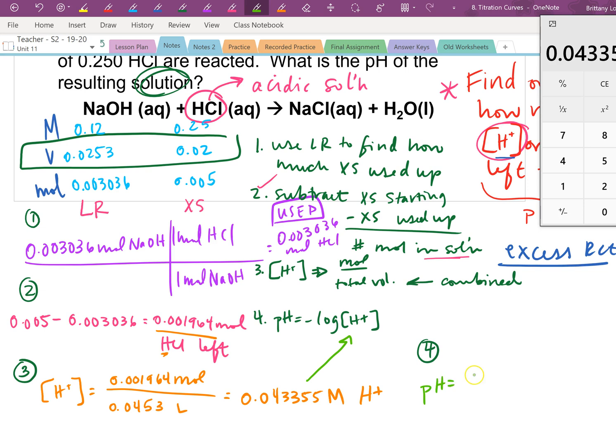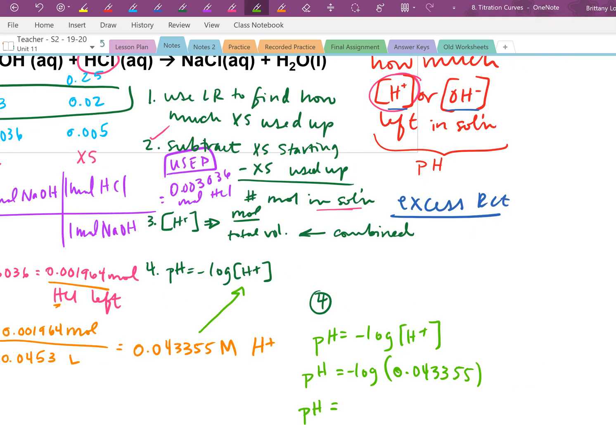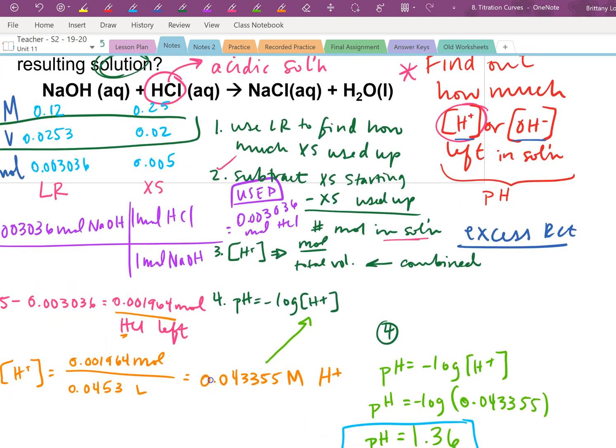And then finally, step number 4, we take this number and we plug it into the pH calculation. Negative log of H+, negative log of 0.043355. And my little piddly calculator is not going to tell me that. So let me get my good one. Hang on. Okay, I got a pH of 1.36. This is an acidic pH, so it does make sense for the pH to be that low.